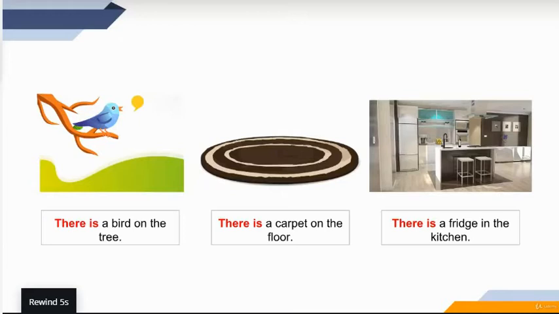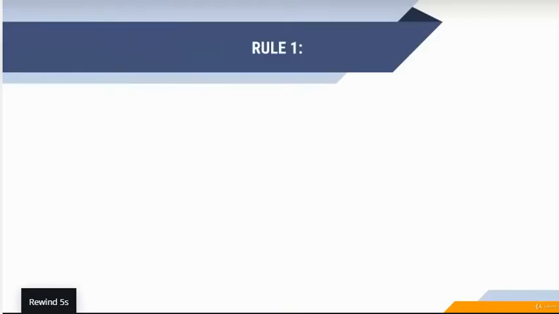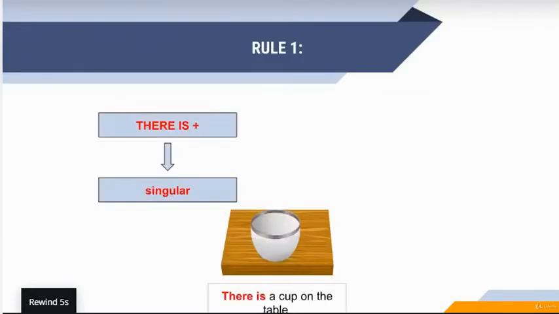Look at this. There is a bird on the tree, there is a carpet on the floor, there is a fridge in the kitchen. So all of these examples are examples of situations in which we use there is plus a singular noun. There is a cup on the table. There is a watch. There is a clock. There is a chair.